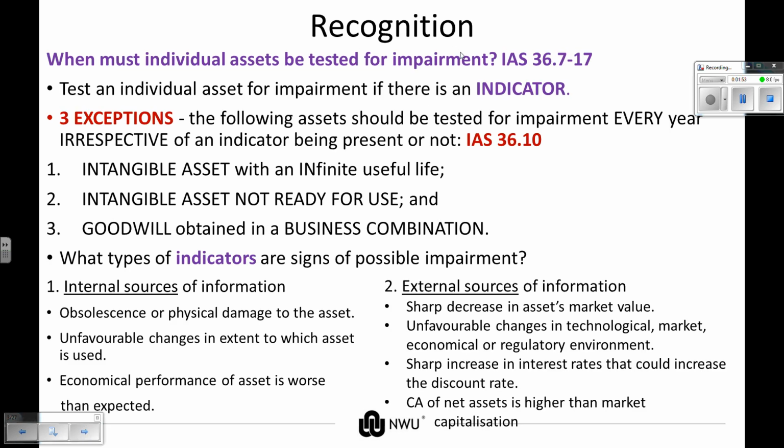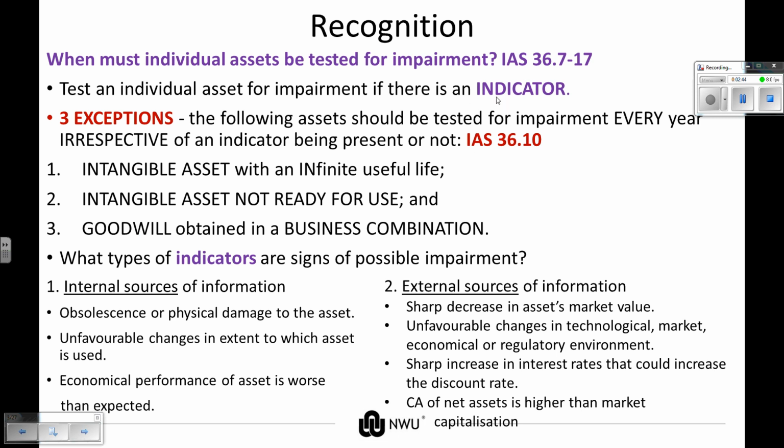So recognition. So when will we have to recognize an impairment? So you have to test if there's an indicator. There's 3 exceptions where we have to test an asset for impairment every year, even though there is not an indicator of impairment present. And that will be intangible assets with an infinite useful life. And then an intangible asset not ready for use. So these 2 assets will not be amortized. So therefore they might be overstated. So we will have to test for impairment every year. Then goodwill. Goodwill, we always test for impairment every year. So even if there's not an indicator.